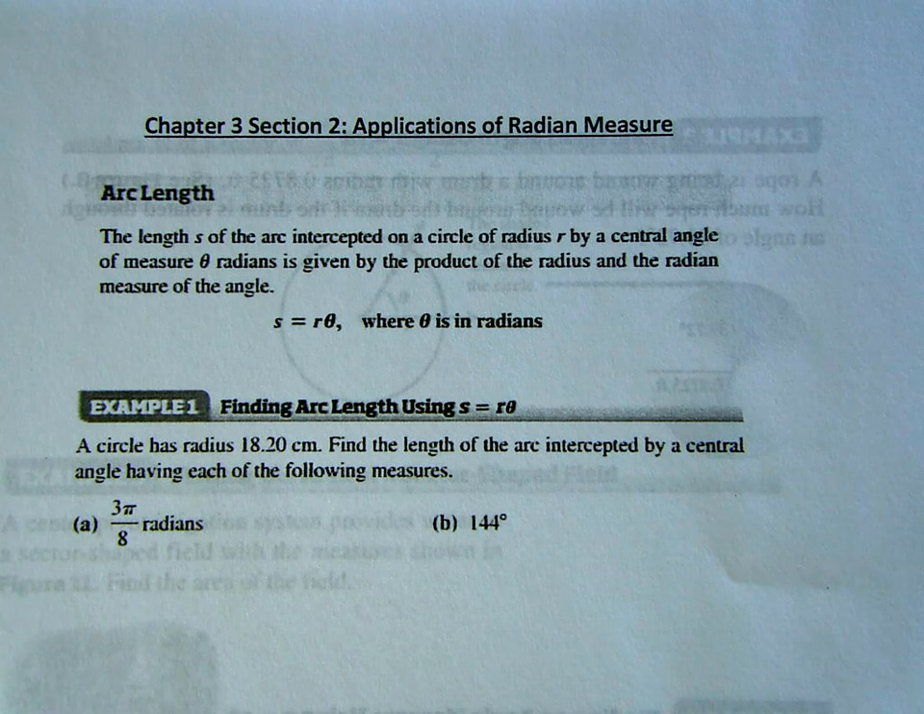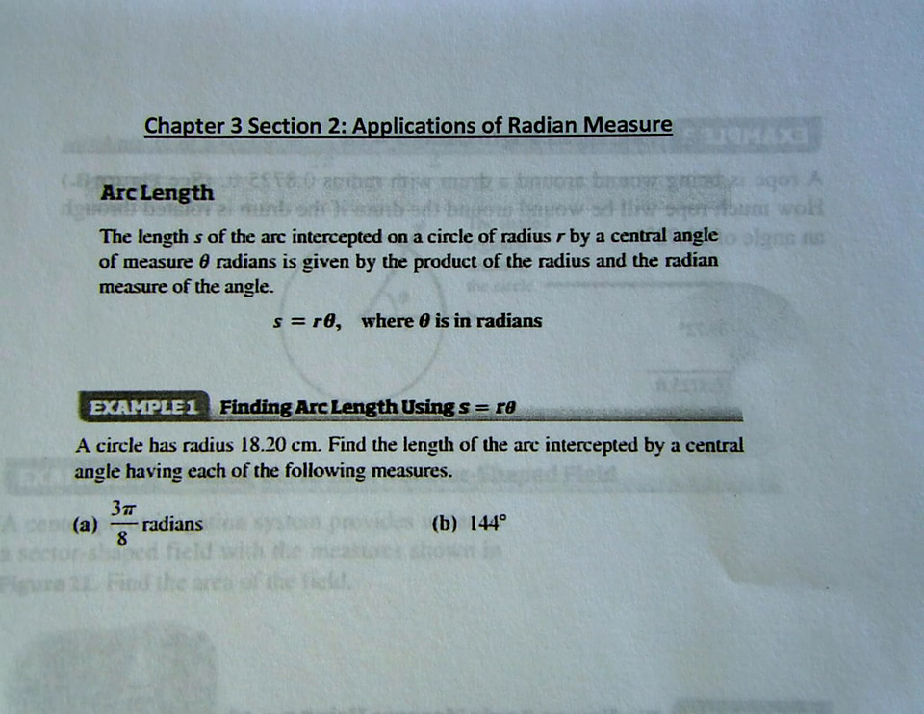This is the only bit of notes for this section, and the rest are just how to approach these different problems. So arc length is the length S of an arc intercepted on a circle by radius r with a central angle with the measure of theta radians is given by the product of the radius and the radian measure of the angle. That's a lot of stuff to say that the arc length, which is represented by S, equals the radius times the angle, where the angle is in radians. That's all we're doing.